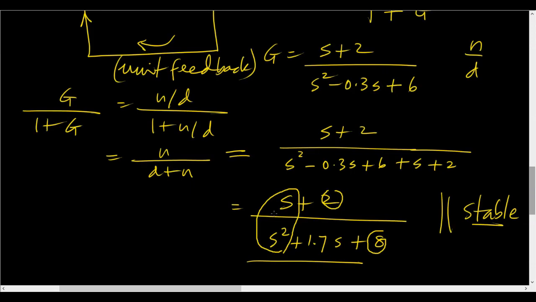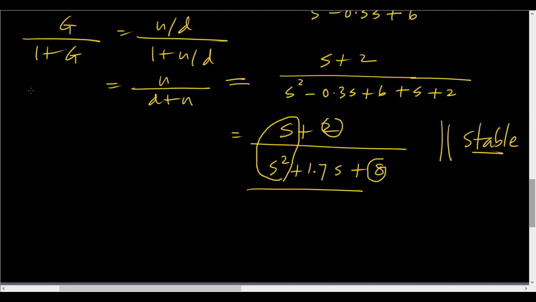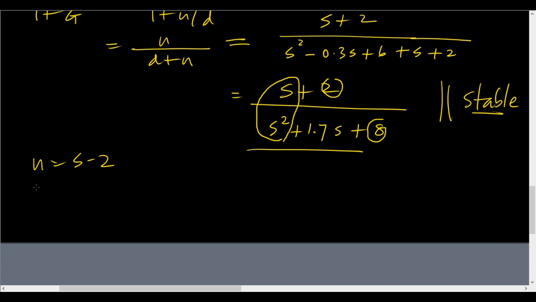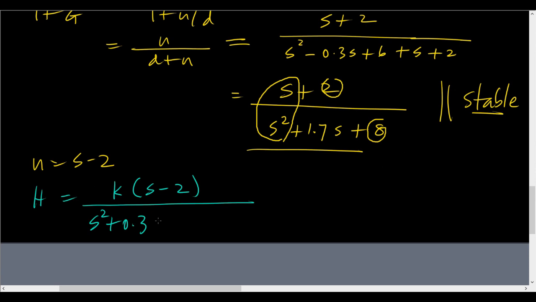So we'll come here and we will see what happens now. So now our n is equal to s minus 2, and let us say that in our forward path here we put a gain k, and so our closed loop transfer function is k times (s minus 2) over s squared plus 0.3 s plus 6 plus k s minus 2k. Okay, very good. And what do we have now? Now we have this 0.3 s is not a problem. This is positive, this is positive, but we will get instability for k bigger than 3.